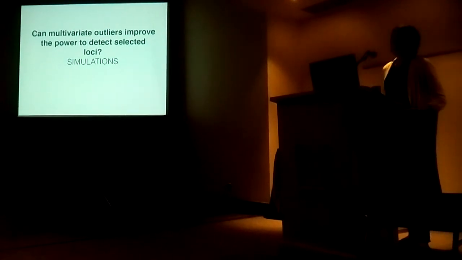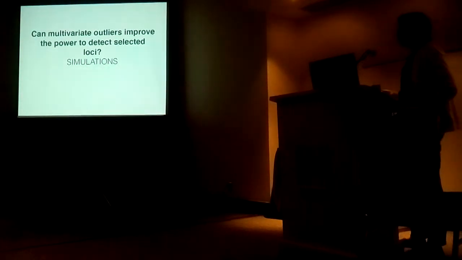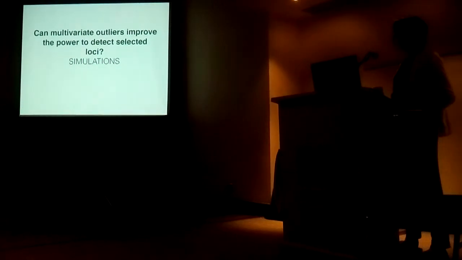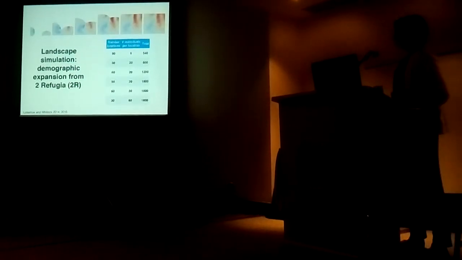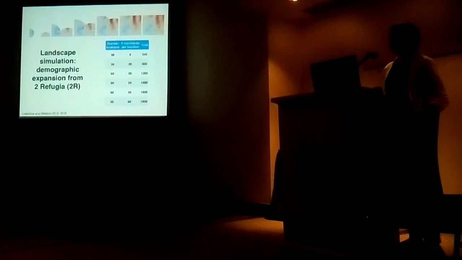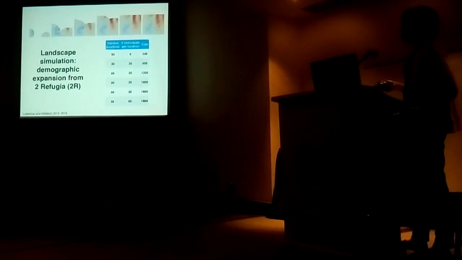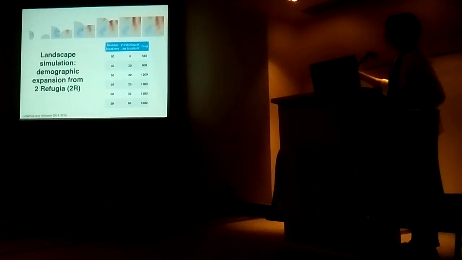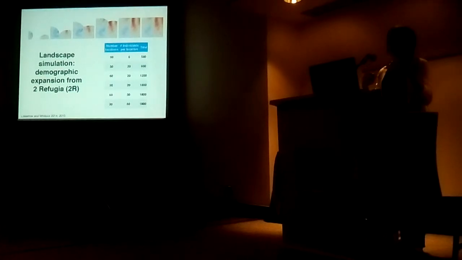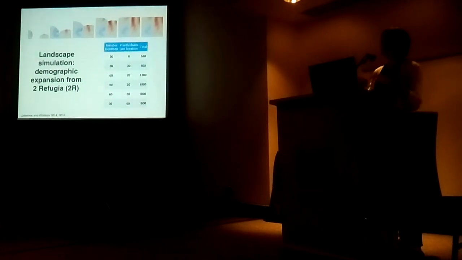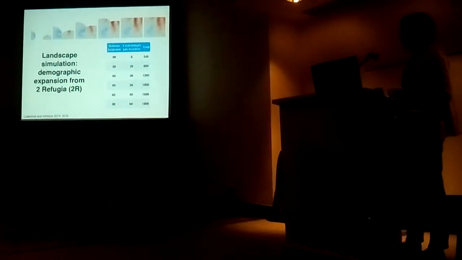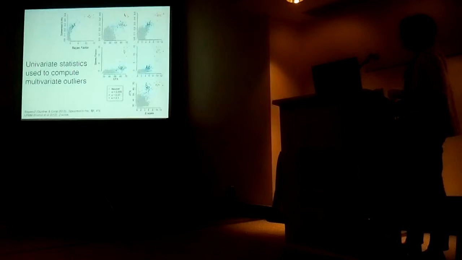So we wanted to ask the question whether multivariate outliers could improve the power to detect selected loci. And we first looked at this with simulations. And these are simulations that I previously published and spoke about at this meeting. It's based on a landscape simulation of demographic expansion from a 2-refuge model. Through time is shown up here at the top. And I've combined results from multiple different sampling designs. So some of the variance that you see in the results is due to the variance in the results from these different sampling designs.